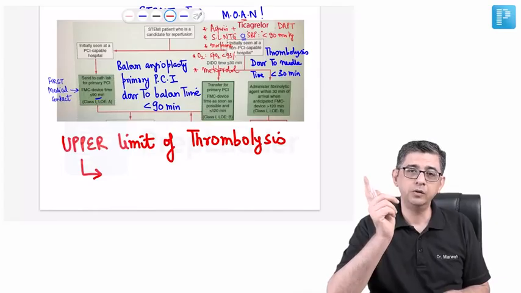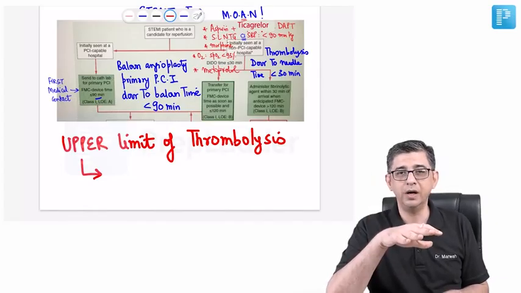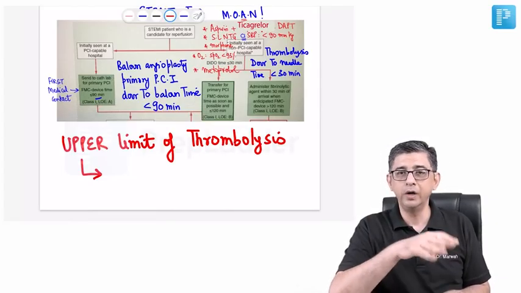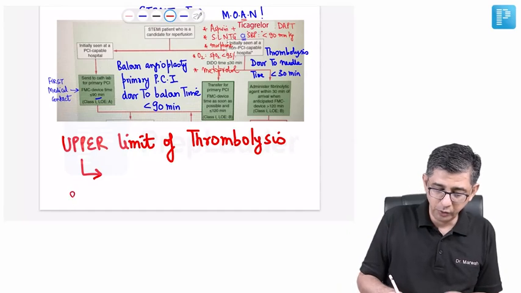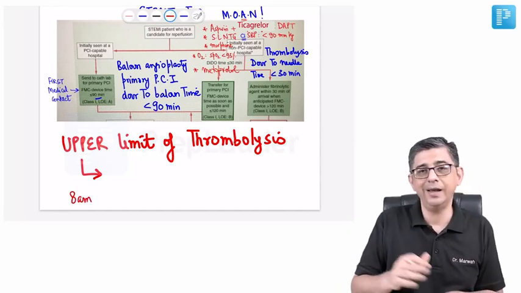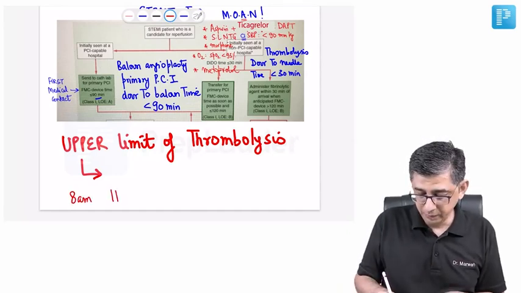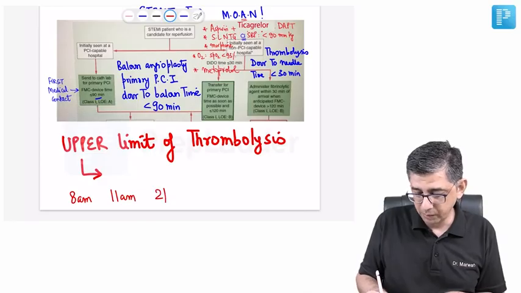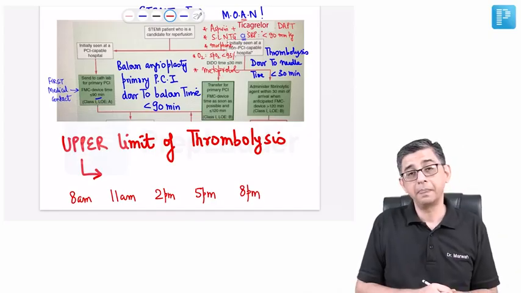When I talk about upper limit of thrombolysis, we are not talking about door to needle time. Door to needle time means, let me just describe it for you. Somebody had MI at 8 a.m. in the morning. An Indian patient might come to you after 3 hours, maybe after 6 hours, let me say come to you even later, maybe reach up to 12 hours.